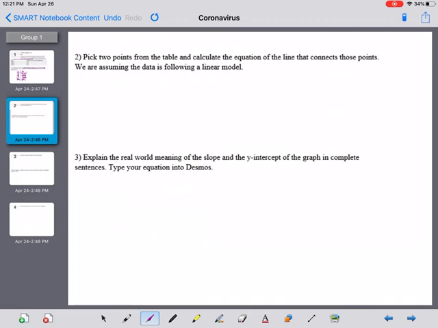So let's go back to our notes. So pick 2 points from the table and calculate the equation of the line that connects those points. We are assuming the data is following a linear model. All right, so we have to say that because we know actually when we're modeling viruses, if you've seen the news, they're usually curves. But for this project, we're going to assume that it will stay linear.